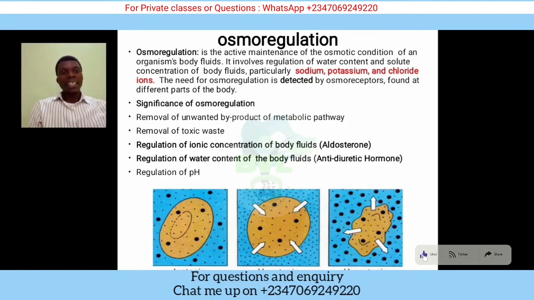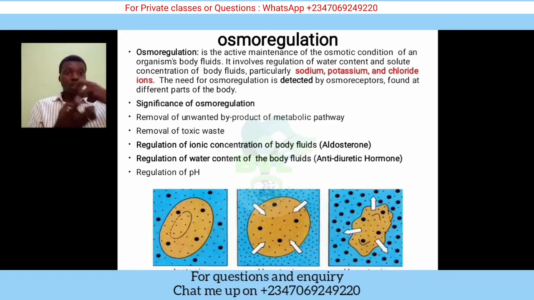On the other hand here, the number of solutes around the cell are far more than the solute within the cell. So this is a hypertonic solution surrounding the cell. So it will suck out the water within the cell, and in no time that cell will shrink. Now, as a homeostatic organism, each of our cells must be able to balance the solute surrounding it and the solute in it by balancing the water within them.